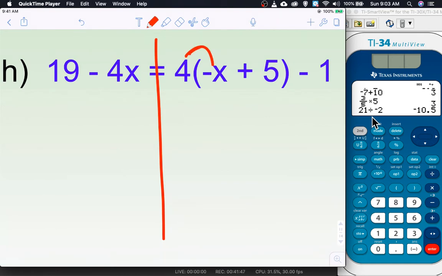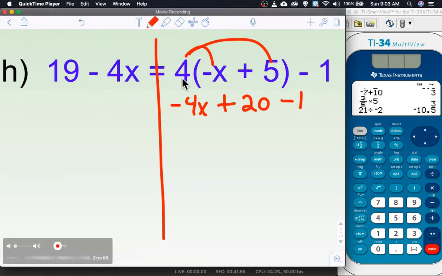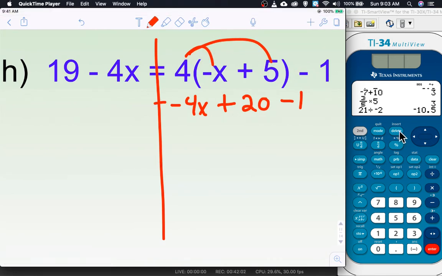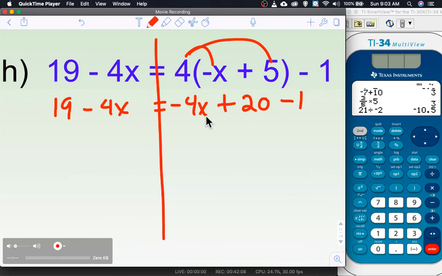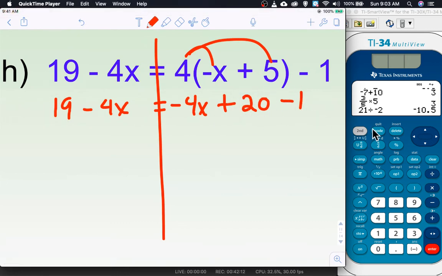All right, distribute. Negative 4x plus 20 minus 1. So I did my distributive property here. Negative 4x plus 20. And then I'm just writing down the rest of the problem. 19 minus 4x. I can combine this 20 minus 1. I can simplify that. So let's do that simplify. That gives me just 19.